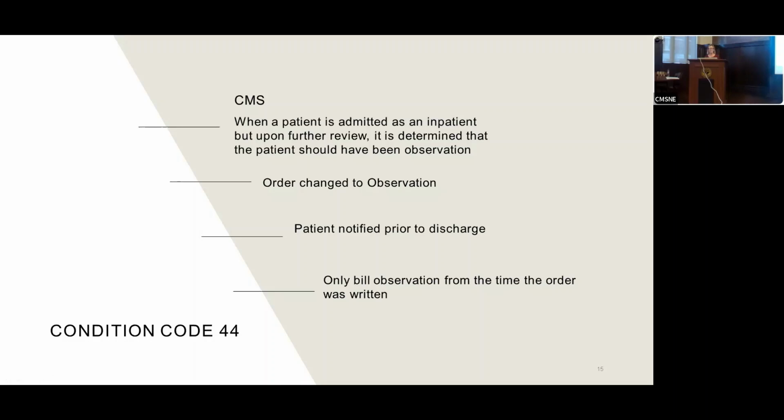Okay. So again, your patient must be notified in person. You need to go out and tell them it has to be done before they're discharged from your facility. And a very important thing to note with Medicare is that you can only bill observation time from the time the order goes in. You can't roll back to the beginning of that stay.